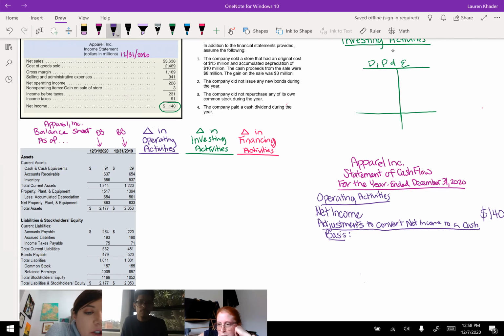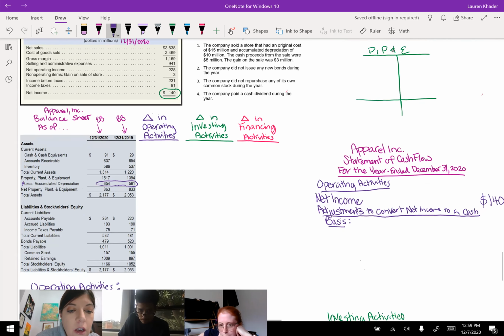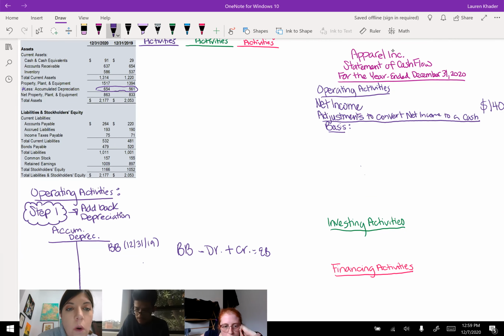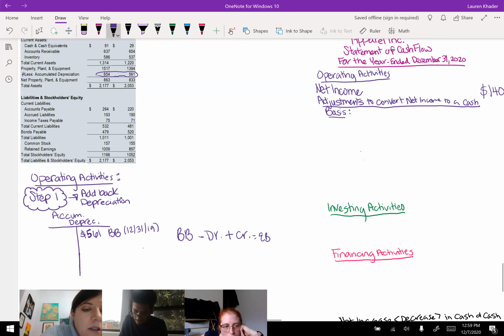So we're going to go to the balance sheet and we have accumulated depreciation. The beginning balance as well as the ending balance. So in the balance sheet for accumulated depreciation, we're going to take the beginning balance, which is what we started the year with, 561, and include it in our T account for accumulated depreciation. And at the end of the year, the accumulated depreciation balance was 654.